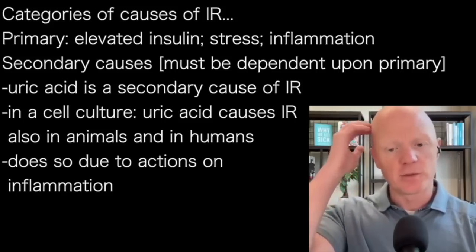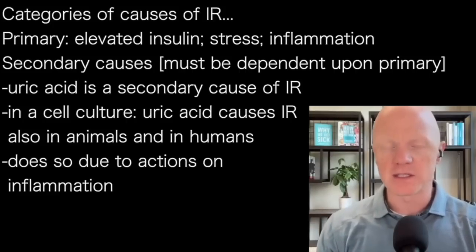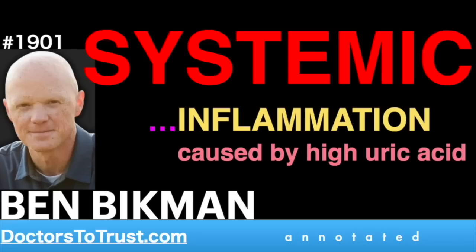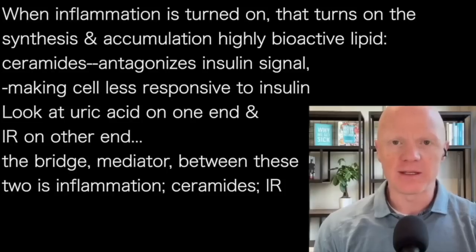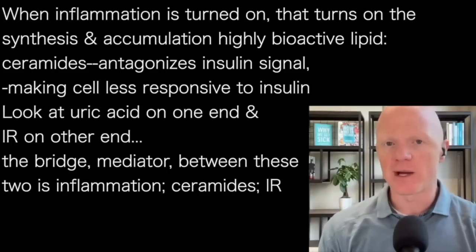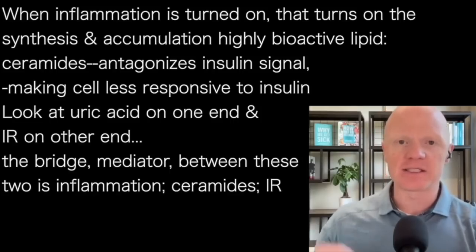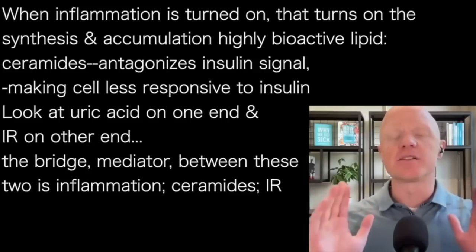And as I have alluded to before, including very recently in my discussion in classroom about saturated fat, when inflammation is turned on, that will turn on the synthesis and the accumulation of a highly bioactive lipid or type of fat within the sphingolipid family called ceramides. And when ceramides accumulate, they will directly antagonize the insulin signal, making the cell less responsive to insulin.